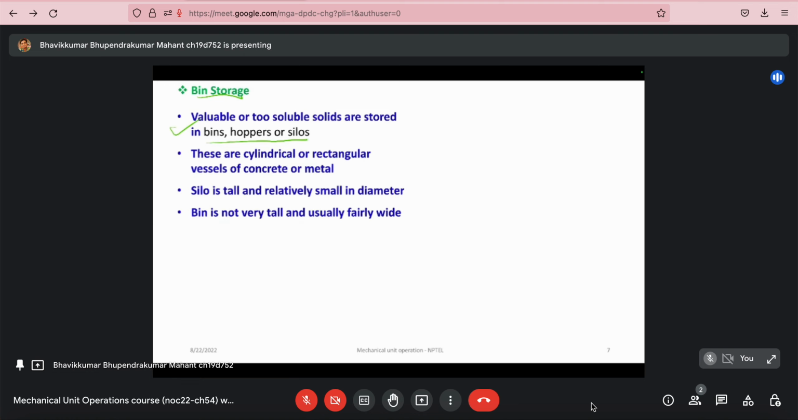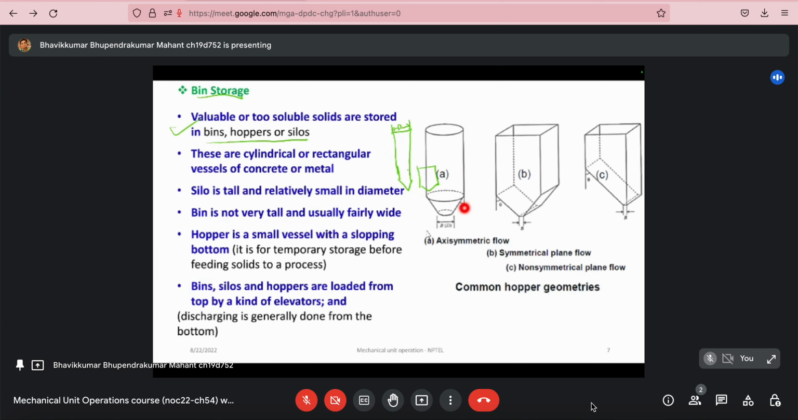A silo is tall and relatively small in diameter. A bin is not very tall and is usually fairly wide. So if you consider silos, a silo has a very small diameter and is very tall in nature; the height is very high. Bins, on the other hand, have a wide diameter and are not very tall. A hopper is a small vessel with a sloping bottom.